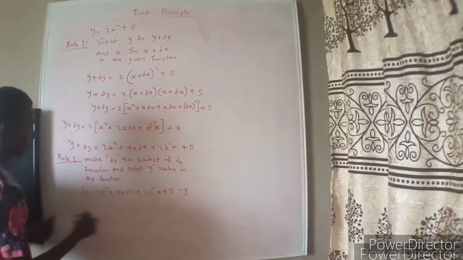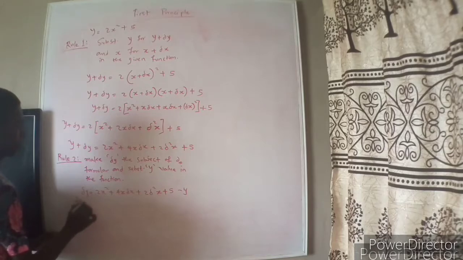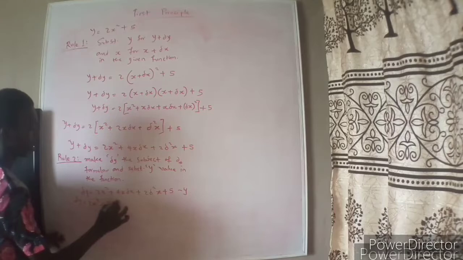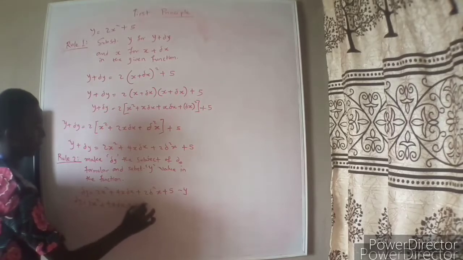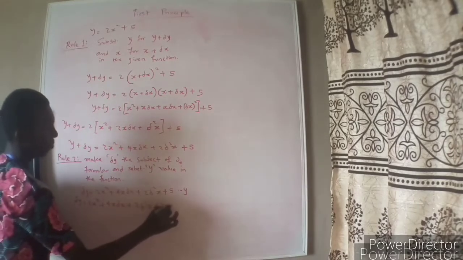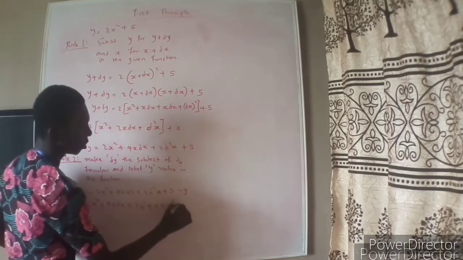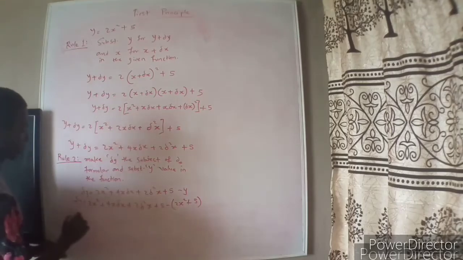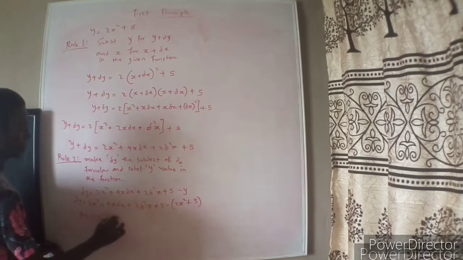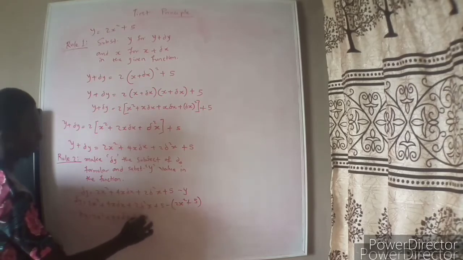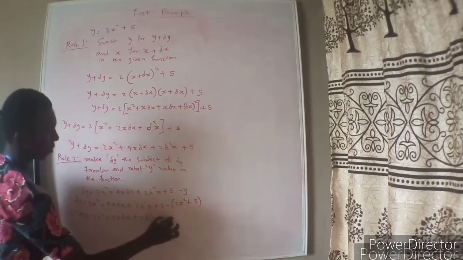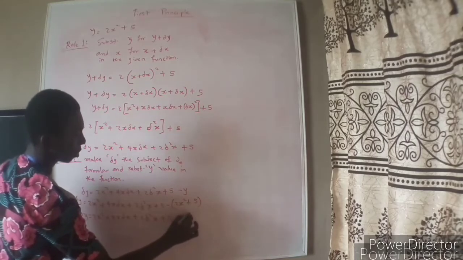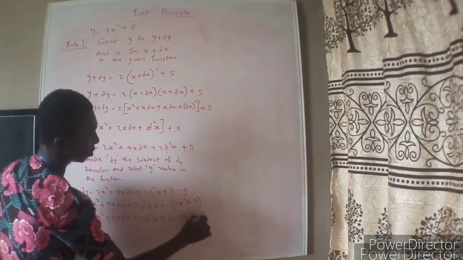So I'll substitute it here by saying my delta y equals 2x squared plus 4x delta x plus 2 delta x plus 5 minus, what's my y? My y is 2x squared plus 5. So I can now have my delta y equals to 2x squared plus 4x delta x plus 2 delta 2x plus 5 minus 2x squared minus 5, since minus times plus 5 is equal to minus 5.